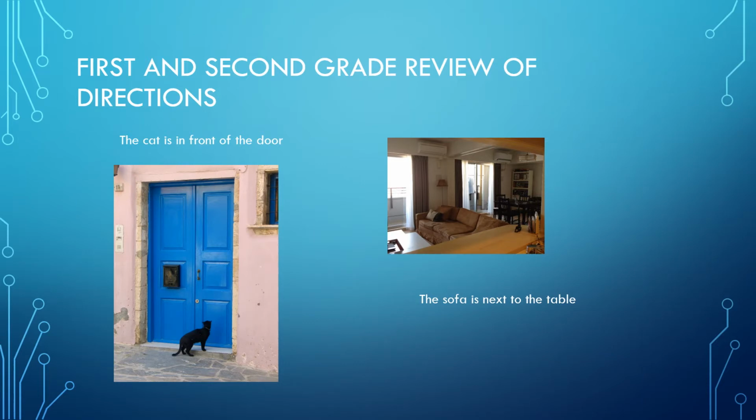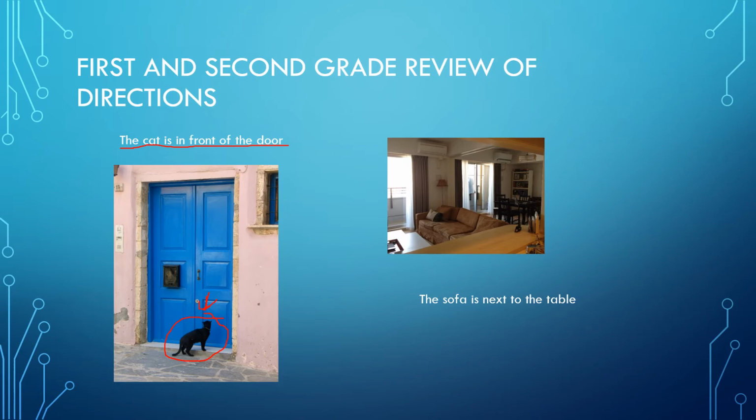First and second grade, today we're going to look at directions and sentences that use those directions in a clear context, okay? So this is some review because we talked about this maybe 2 weeks ago, but this sentence here, the cat is in front of the door. We have a picture showing the cat is in front of the door.